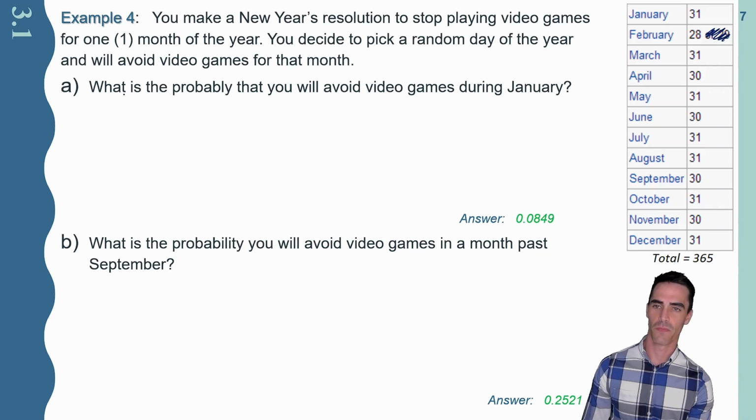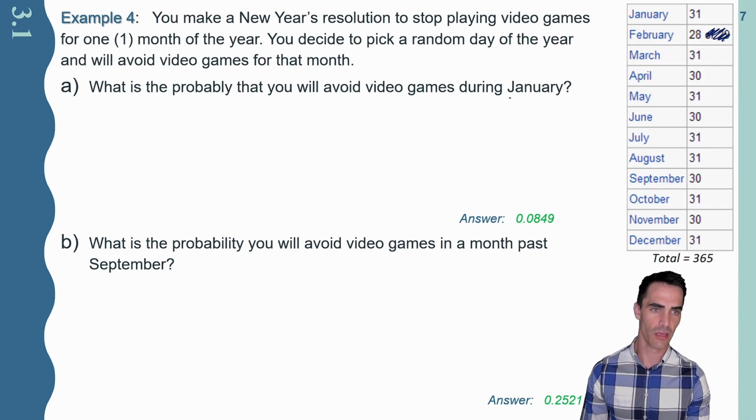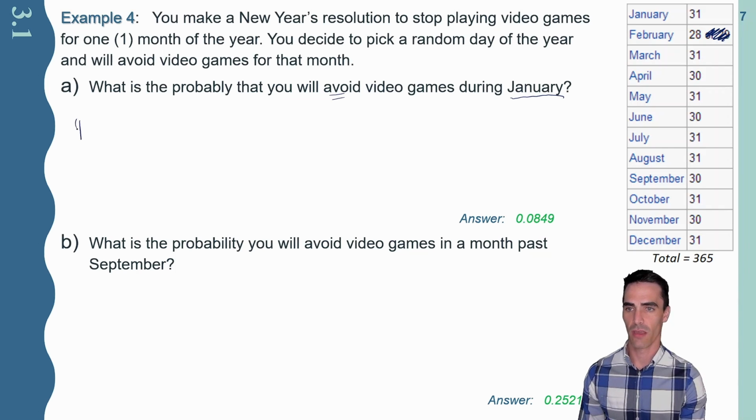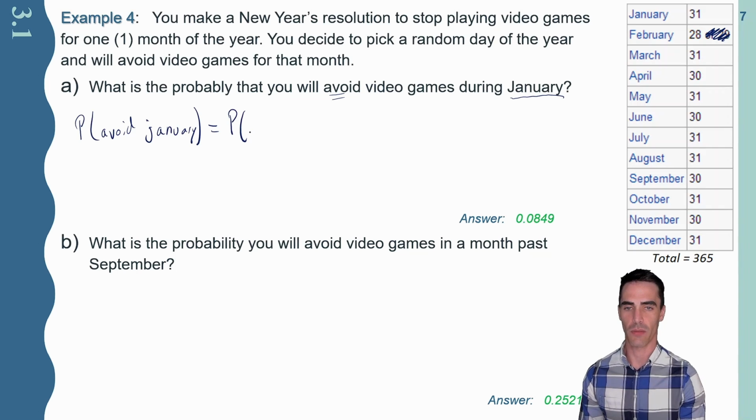So here's our question. What is the probability that you will avoid video games during January? Well, really, the probability that we will outright avoid games during January is the same thing as us finding the probability that we pick a day in January.